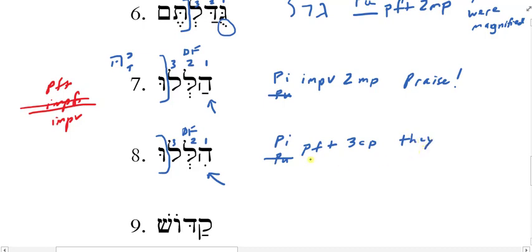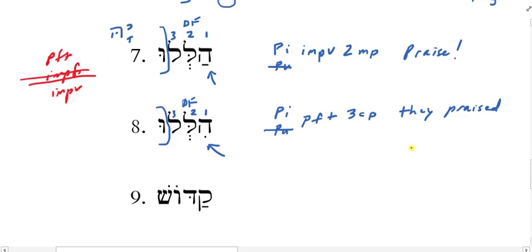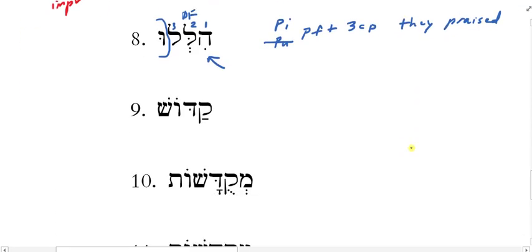They, and the perfect is usually what time frame? Past. So they praised. These are both Piel, so the subject is doing the praising, right? The y'all is supposed to praise, and they did praise here. All right. Now let's look at number 9.